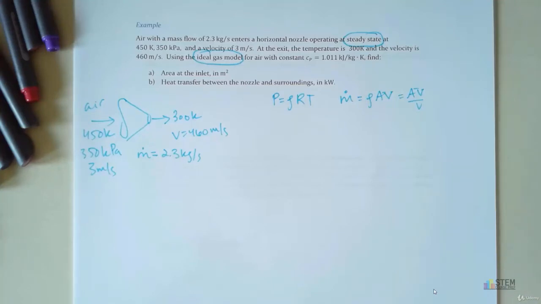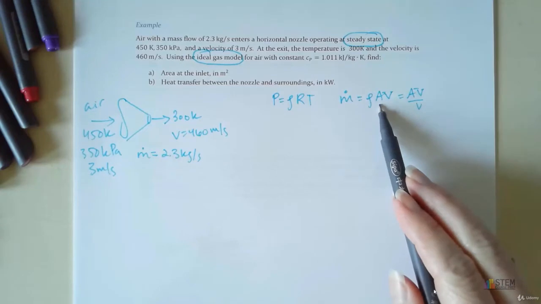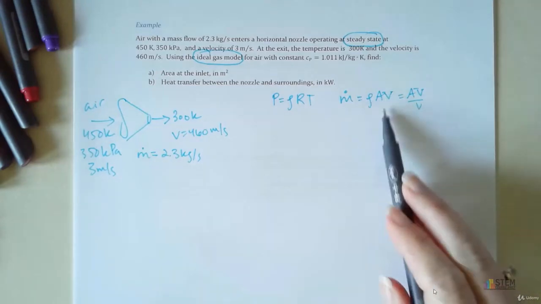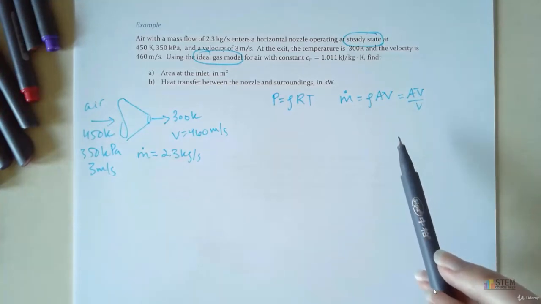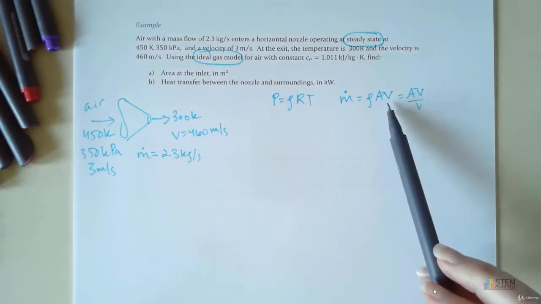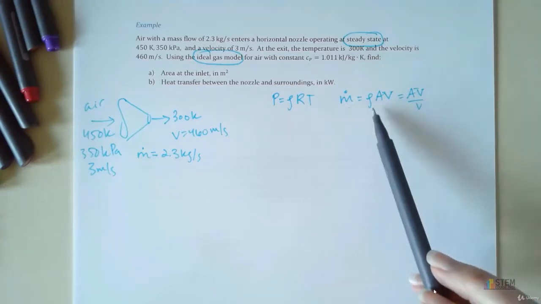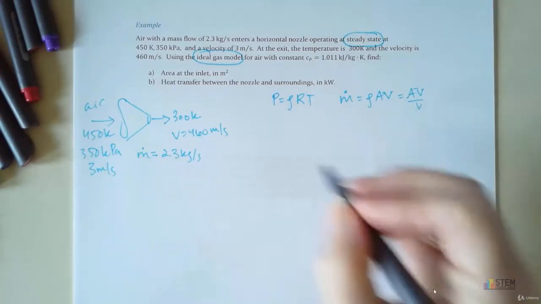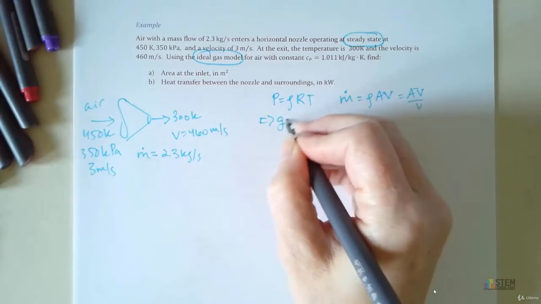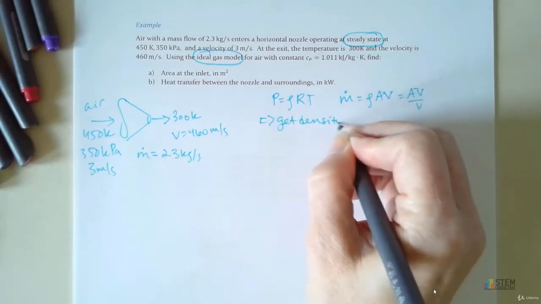We want area, right? Area is what we want. So we need to find a way to find area. Now this has area in it. So if we can use m dot, we can find our area. So let's figure out how to go about doing that. Velocity at the inlet, we know that. We know m dot. So if we can find density, then we can find area. So density is our next step. So we'll put get density.